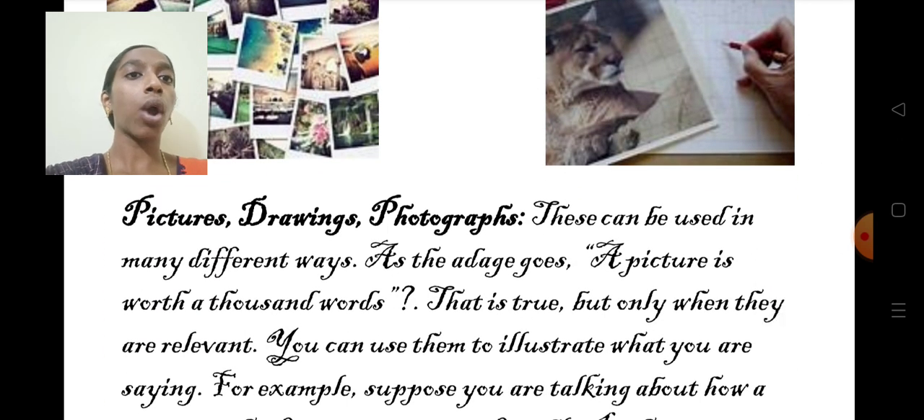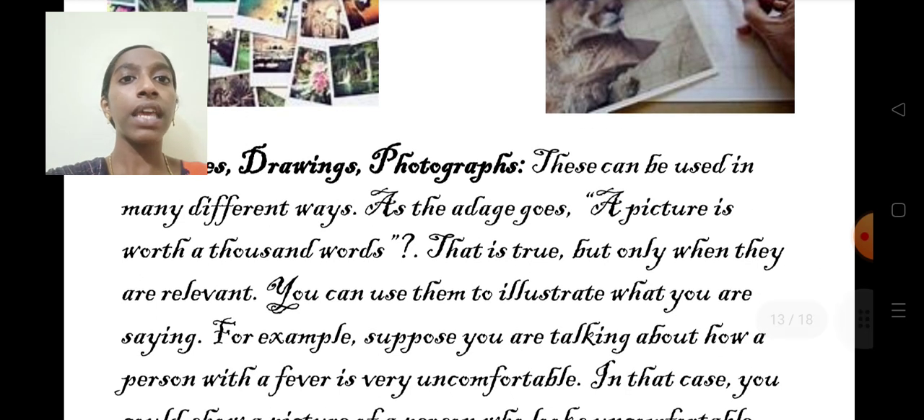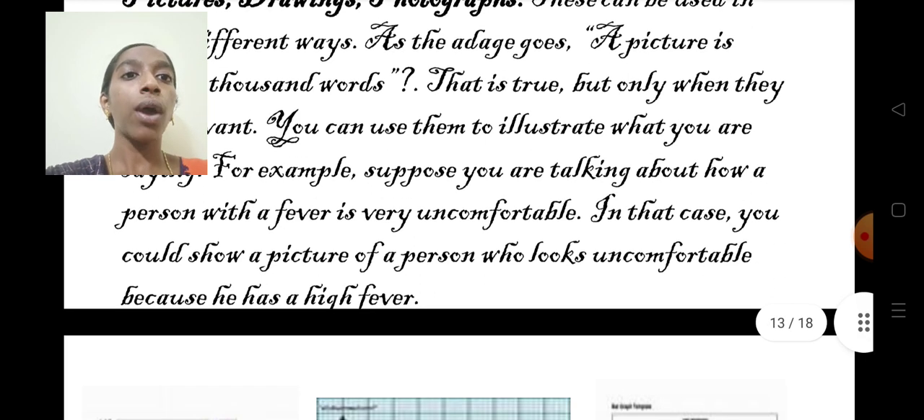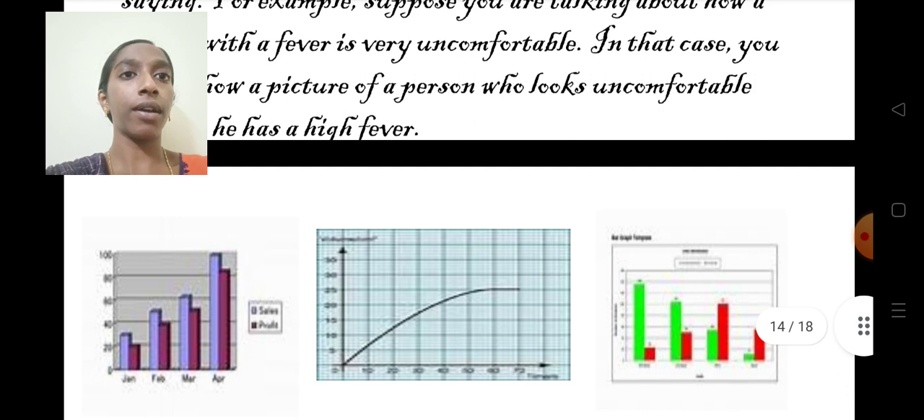Then pictures, drawings, photographs. Those can be used in many different ways, with the advantage that a picture is worth 1,000 words. That is true, but only when they are relevant. You can use them to illustrate what you are saying. For example, suppose you are talking about how a person with a fever is very uncomfortable. In that case, you could show a picture of a person who looks uncomfortable because he has a high fever.